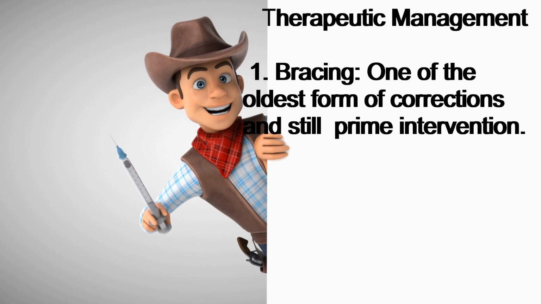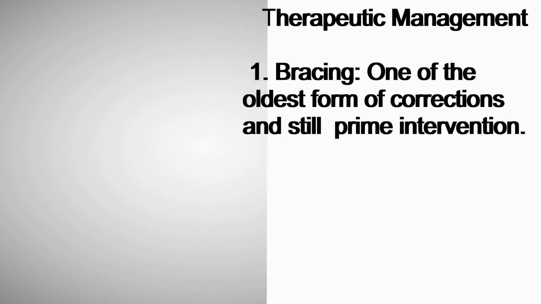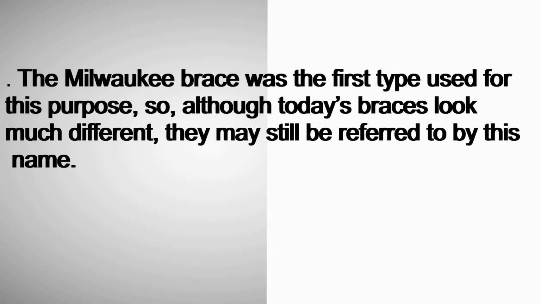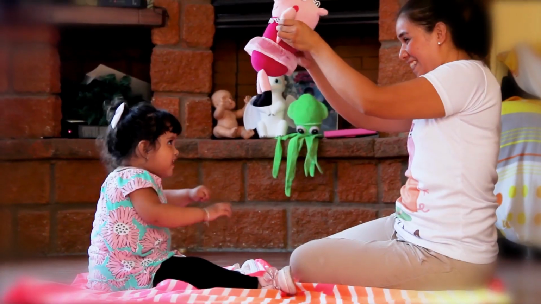Therapeutic management. 1. Bracing. One of the oldest forms of correction and still a prime intervention. The Milwaukee brace was the first type used for this purpose, so although today's braces look much different, they may still be referred to by this name. The brace is worn 23 hours per day, removed only for showering or participation in a structured athletic program. At night, a Charleston bending brace that confines the spine to an overcorrected position may be prescribed.